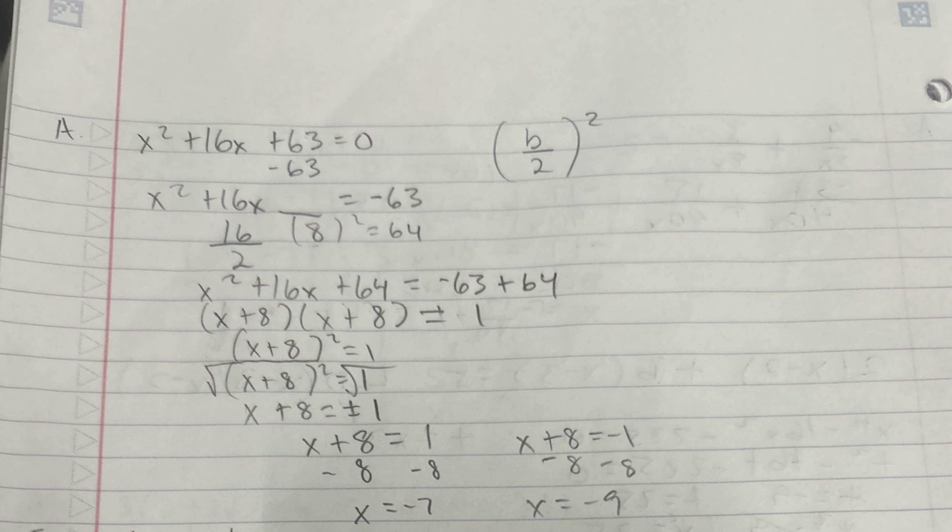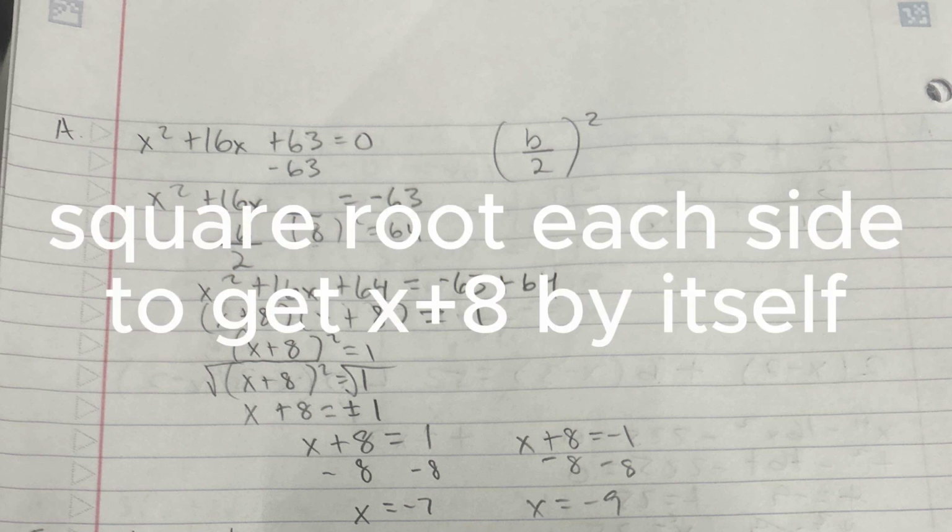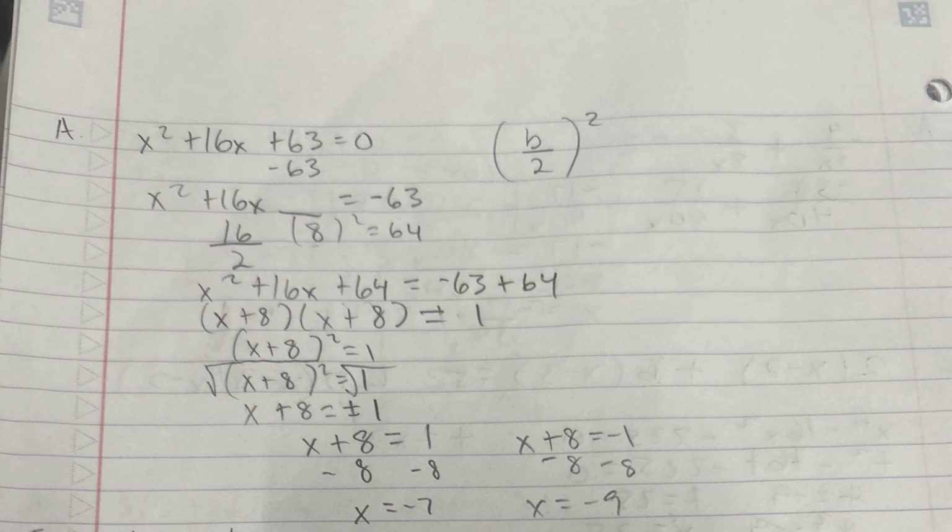Now you can take the square root of both sides. You're going to get x plus 8 equals plus minus 1, because whenever you take the square root of something, it's going to be plus and minus, because it could be both answers; negative 1 squared equals 1. So you want to find both solutions, because there's plus and minus 1. So x equals negative 7, and x can equal negative 9.